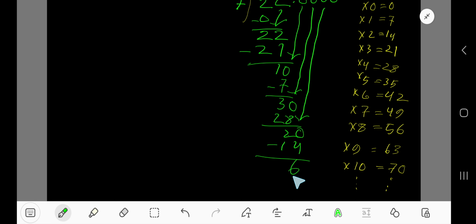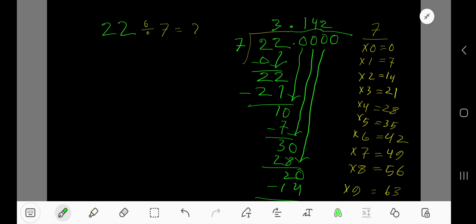So actually this process will continue. As you have gotten 3 digits after the decimal, you can place 3 dots here to mean that this division process is continuing after getting 3 digits. So 3.142... is our answer.